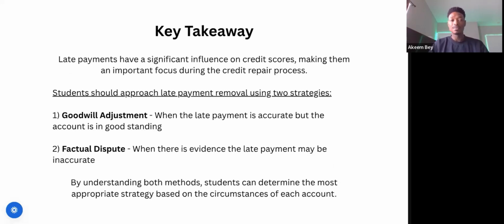So some key takeaways, right? Late payments have a significant influence on your credit scores, making them an important focus during the credit repair process. And what you want to do is approach the late payment removal using one of the two strategies that we just talked about, either the goodwill method, when the late payment is accurate but the account is in good standing, or the factual dispute method, when there's evidence that the late payment may be inaccurate. And by understanding both of these methods, you can attack them both ways. You can use one or the other, but you can determine the most appropriate strategy based on the circumstances of each of those accounts.